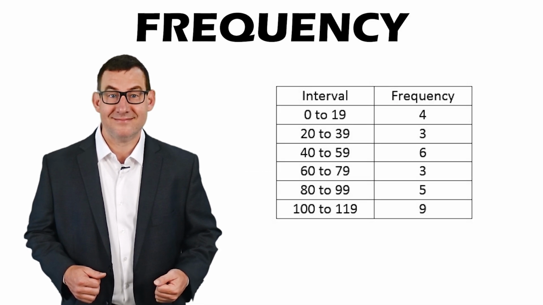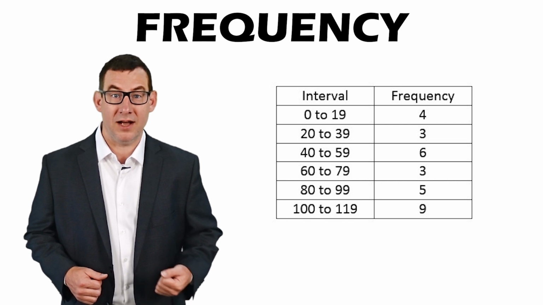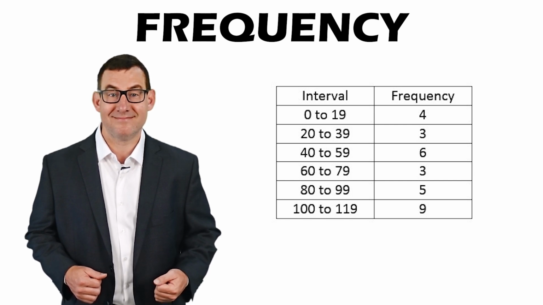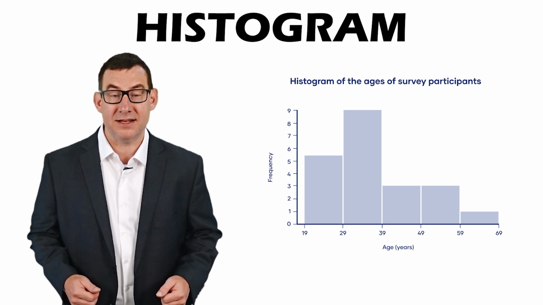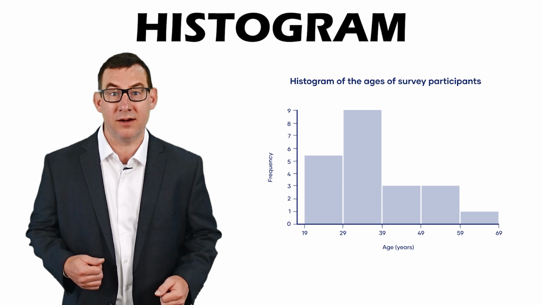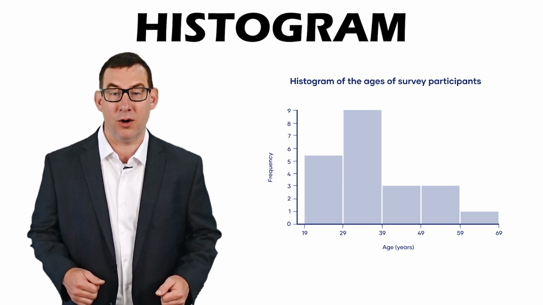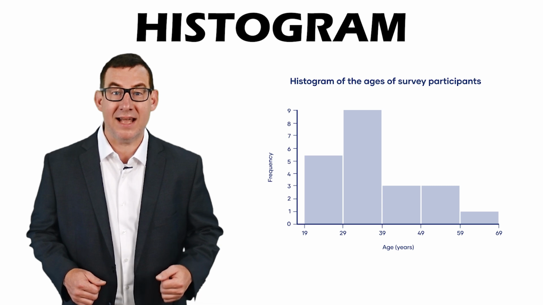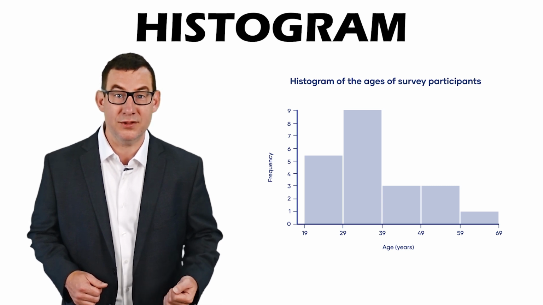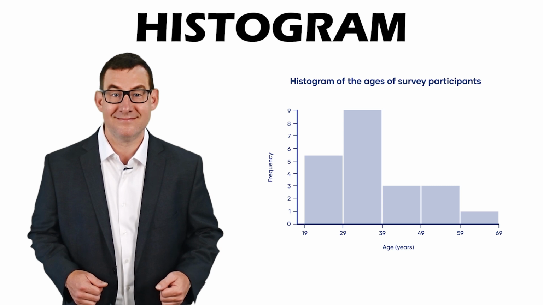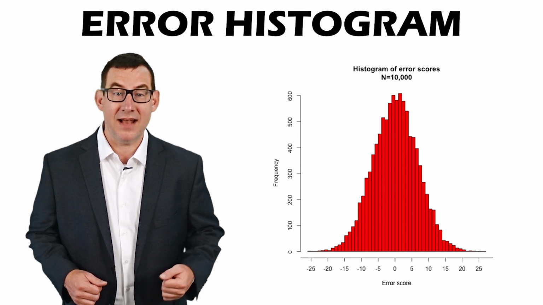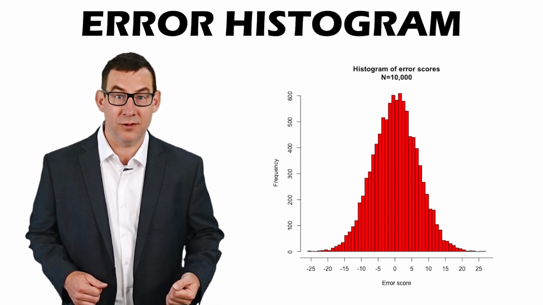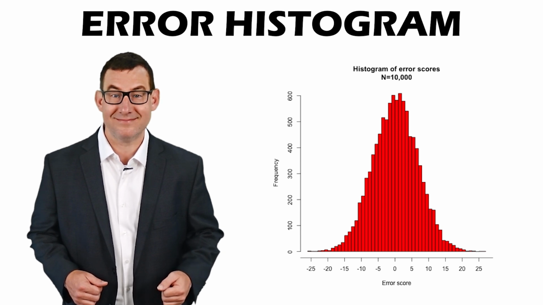Frequency. Frequency is how often a value occurs in a dataset. A histogram. A histogram is a chart that plots the distribution of a numeric variable's values as a series of bars. A histogram helps to visualize the spread of values in a dataset. Error histogram. An error histogram displays the amount of errors in samples or in datasets.